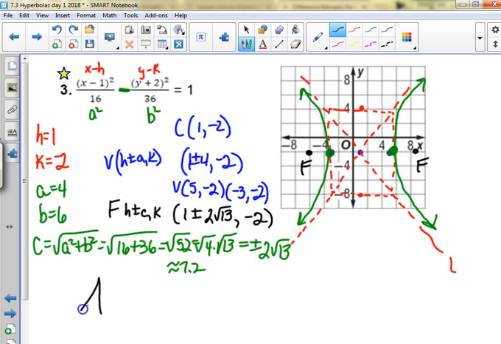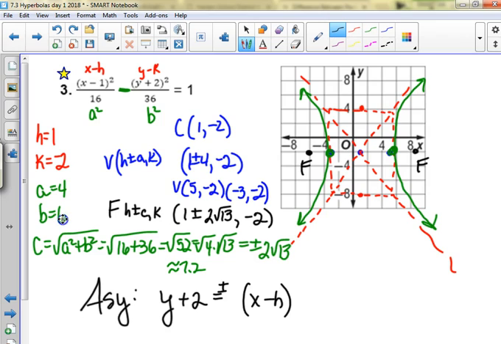Asymptotes? Y minus negative 2, or y plus 2, right? So this right up here, y plus 2, equals, and back here it's going to go x minus 1, or x minus h. And in here goes the slope, plus or minus, but it's change in y over change in x. So is it a over b or b over a this time? It's b over a, and it says it right on the sheet.